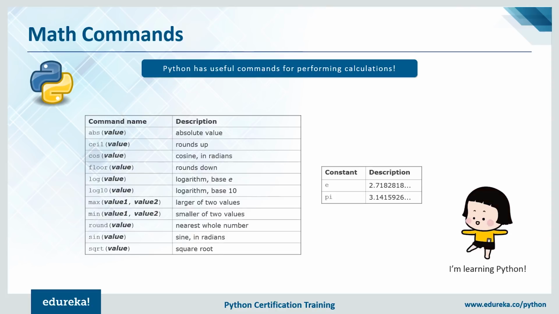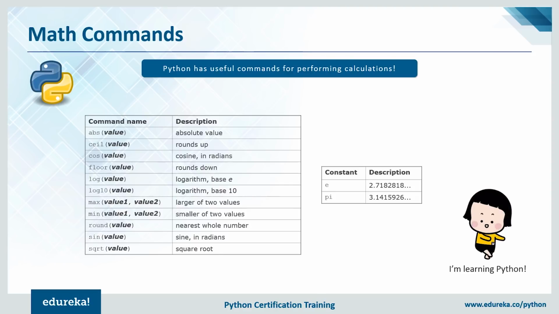And we can round the value to the nearest whole number. So let's say your 1.9 can be rounded off to 2. Your 1.1 can be rounded off to 1. So you'll have to make use of the math command round and put in the value as the expression. And we have sine as well. So the output again is in radians as we discussed.